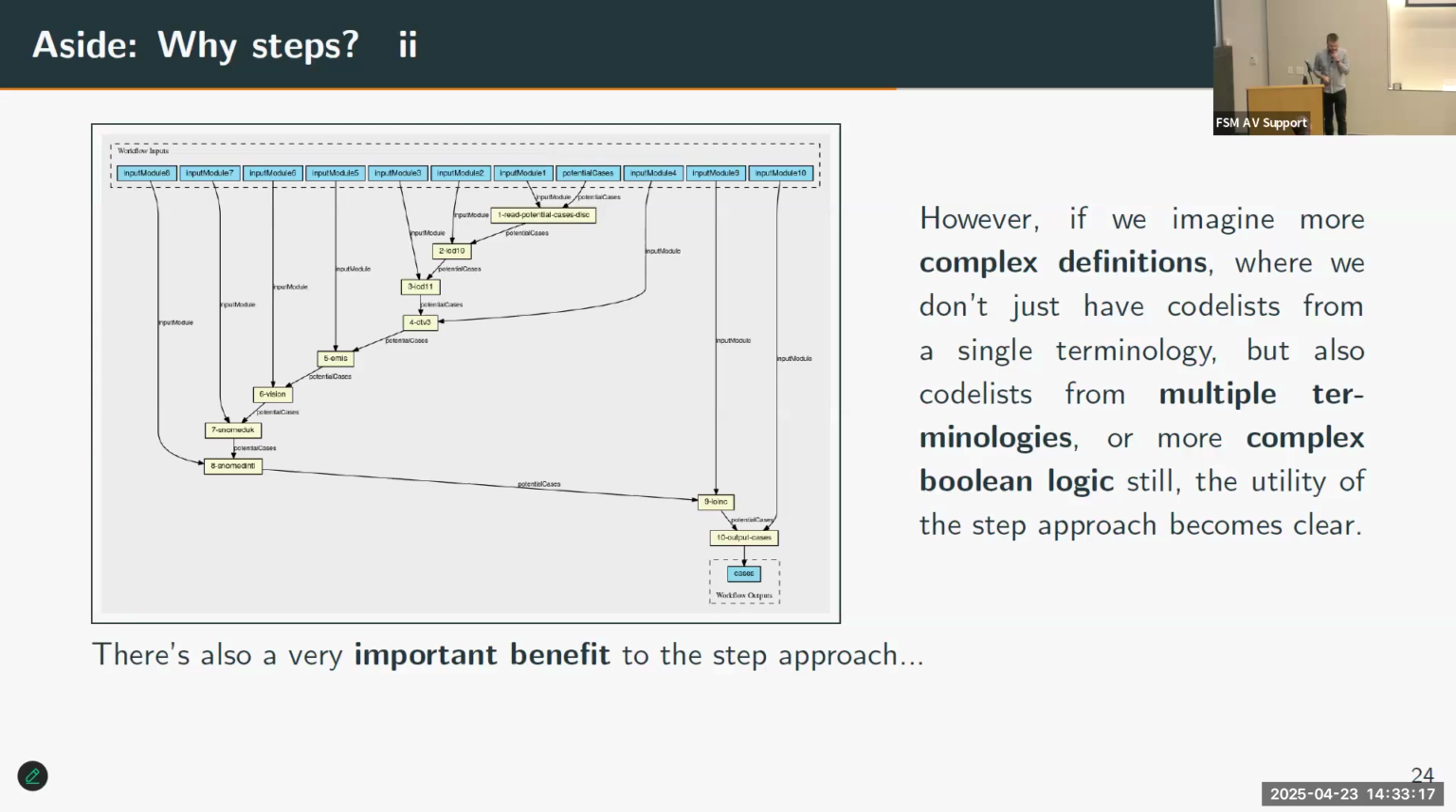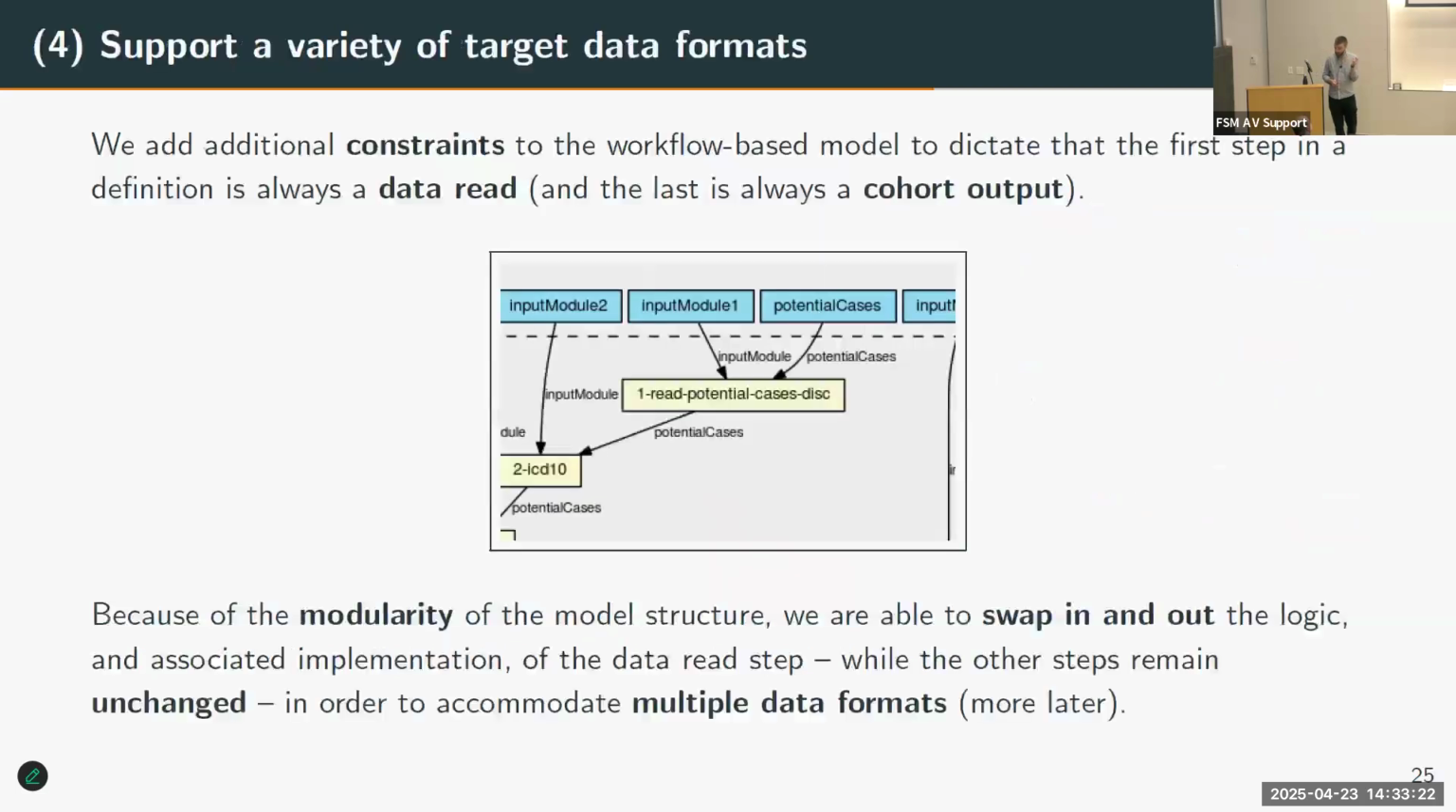Another reason why the Phenoflow model works with steps is to solve our final problem, which is this idea of target data formats. Remember, the final problem that I laid out was the fact that everyone probably plugs into OMOP. That's not great, because what if I'm not using OMOP? What the Phenoflow model allows me to do is to say, well, the first step in my workflow isn't going to be logic. It's going to be entirely designed for reading data from my data set, be it OMOP, be it i2b2, be it FHIR, et cetera, et cetera.